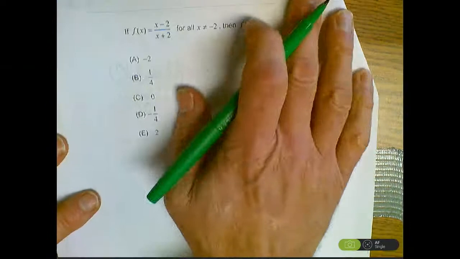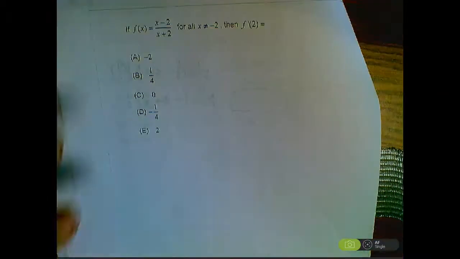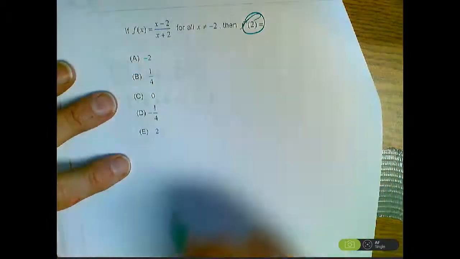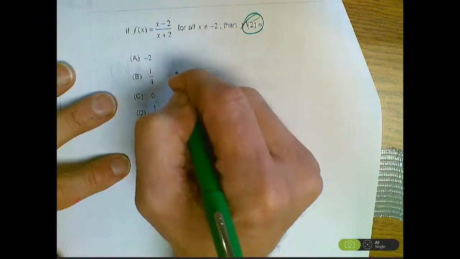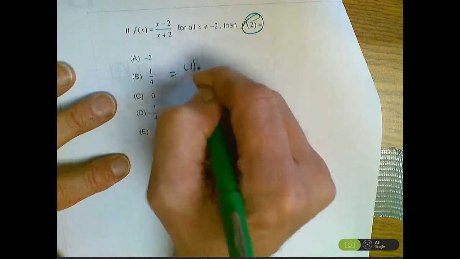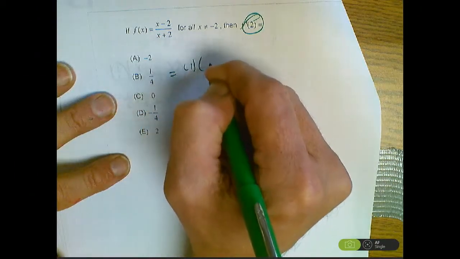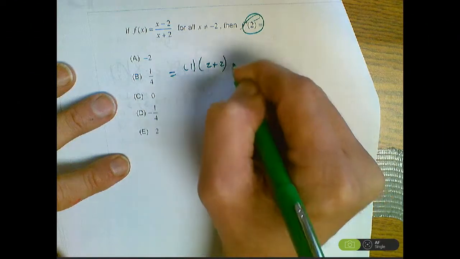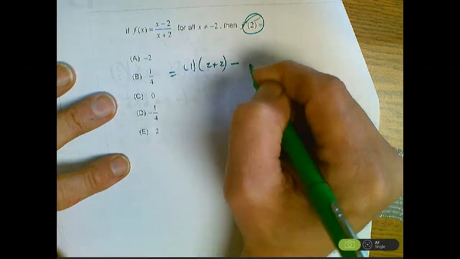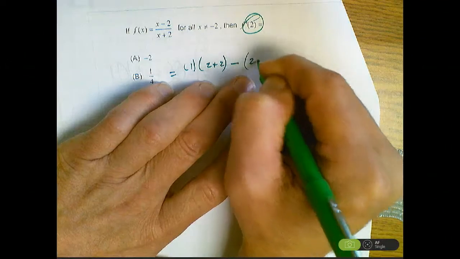Now we're looking at 14, a quotient rule problem. We're going to evaluate it at 2. So let's take the derivative. Derivative of the top, 1, times the bottom, and I'm going to plug in 2 there: 2 plus 2. Minus the top, which is 2 minus 2.